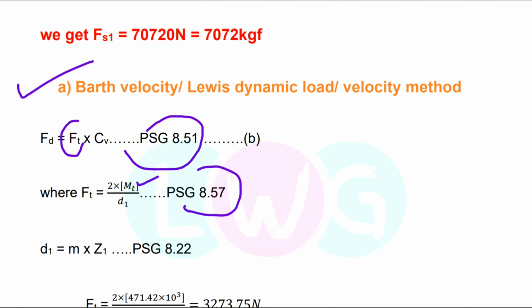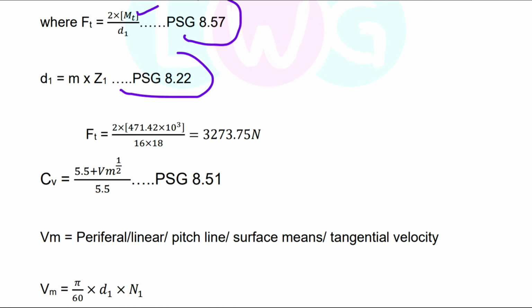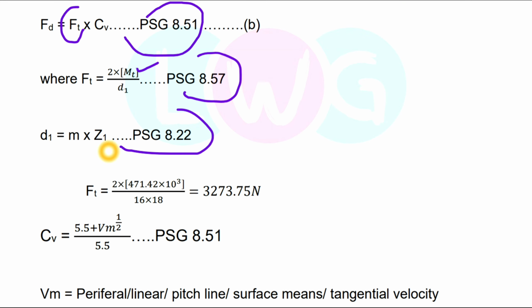And d1, what will be d1? d1 is equal to m into z1. This formula you will get on PSG 8.22. So d1 is equal to m into z1. m denotes module, which we found here, which is 16, and z1 we know is the number of teeth on pinion, which we found in step number 2.